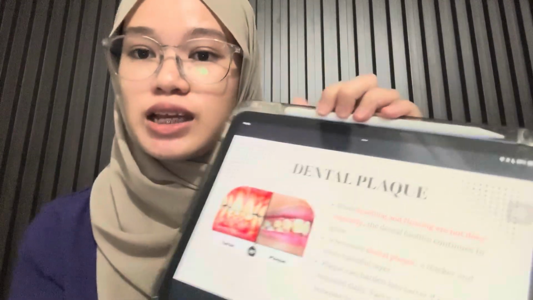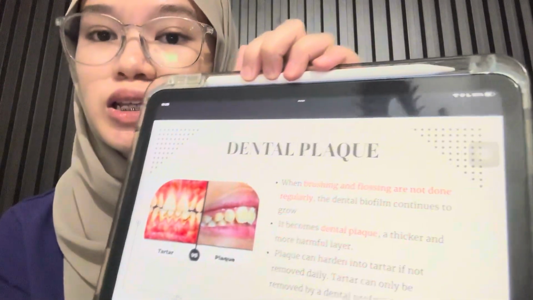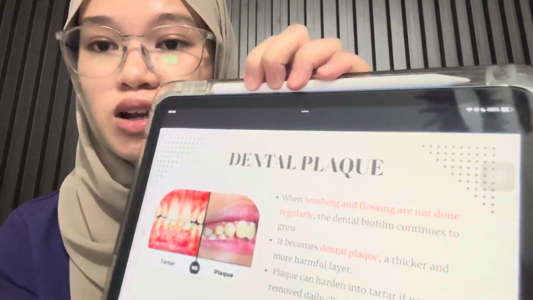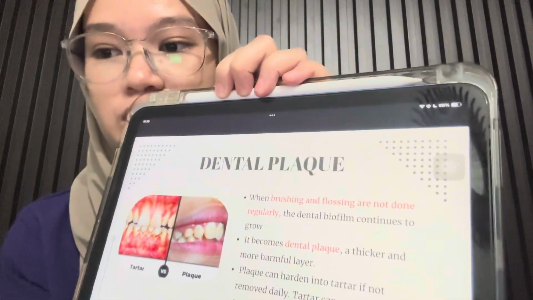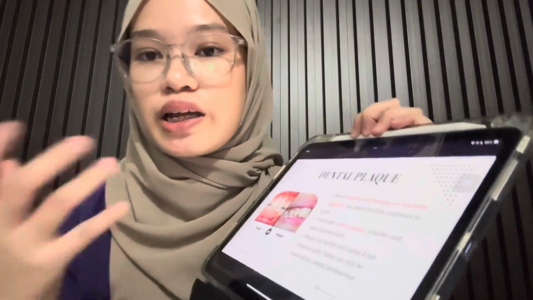So, what is dental plaque? Dental plaque occurs when brushing and flossing of the tooth is not done regularly. It will cause the dental biofilm to grow and it becomes the dental plaque, which is a thicker and more harmful layer.